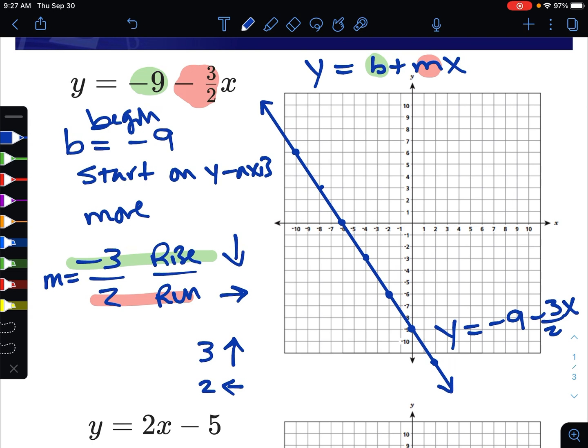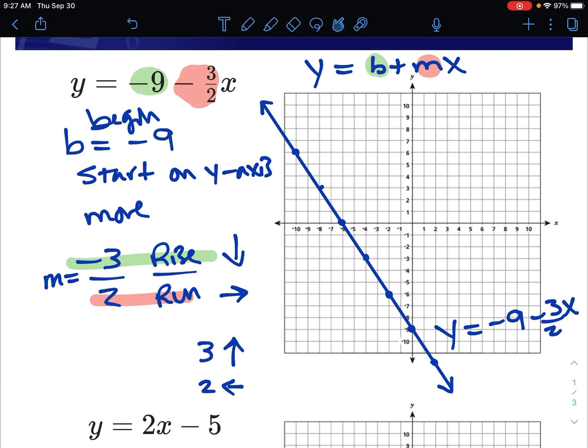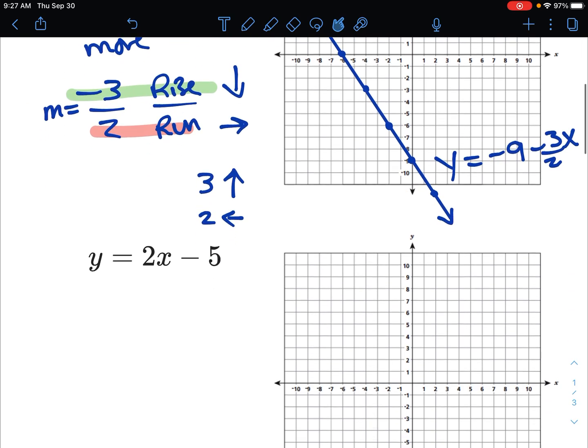Because eventually we'll get more than one line on the same grid, or more than one graph in the same grid. So it's important to know which one's which. So in this case, we only have one, but let's still label it so we know that this is the equation of this line. Time for one more example here.